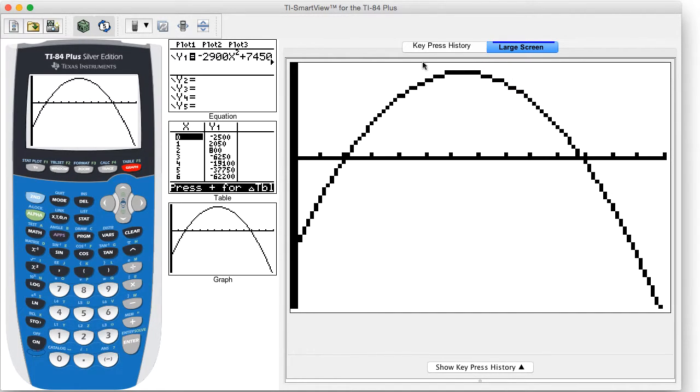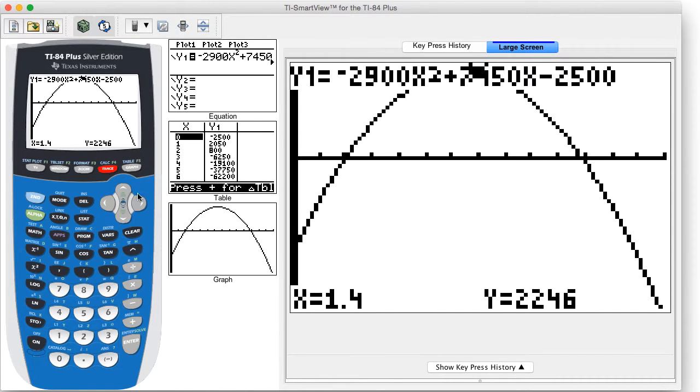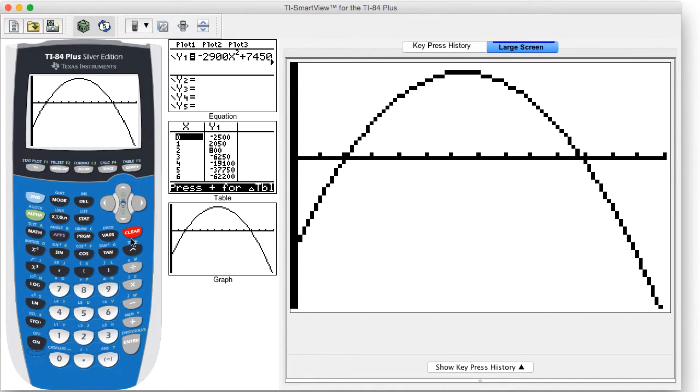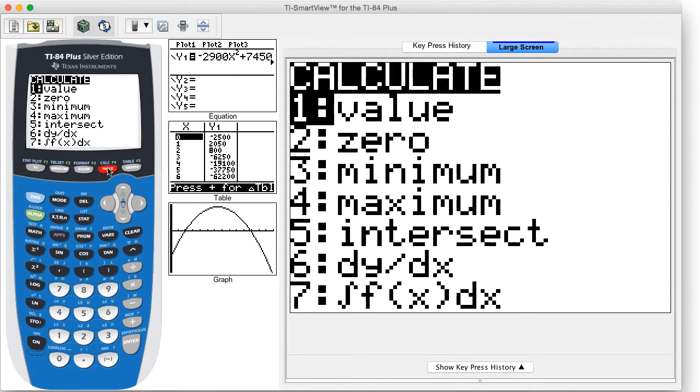So my goal here is to find this maximum point on the graph. Now you could hit the trace button and then move the arrows to try to trace to the max, but the value you get isn't often accurate enough for our purposes. So I'm going to have the calculator find this value for me. To do that, I'm going to hit the second button here on the left, and then above the trace key, you'll see in blue it says calc. That's also labeled as F4. So I'm going to hit second calc.